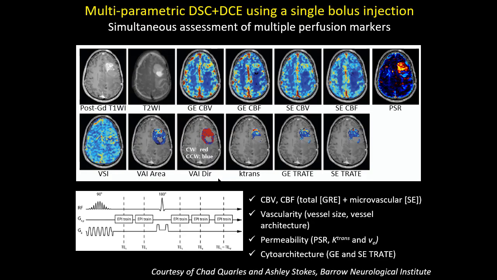Lastly, I just want to mention that I really talked about single echo DSC during my talk, but there are also looming on the horizon multi-echo techniques that might provide simultaneous assessment of multiple perfusion markers. This is a slide lent to me from Chad Quarles, and it demonstrates a multi-parametric DSC plus DCE using a single bolus injection. Techniques like this can provide simultaneous acquisition of CBV, vessel size, vessel architecture, permeability, and cytoarchitecture, and might be useful in the future in clinical trials and in our daily clinical practice. And this would require the dissemination of these advanced pulse sequences to multiple sites and multi-site validation.